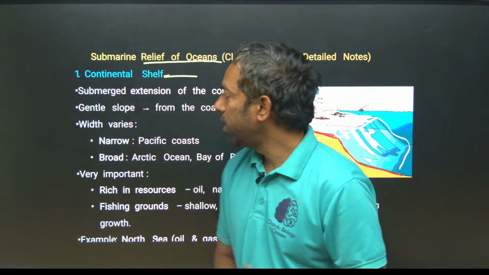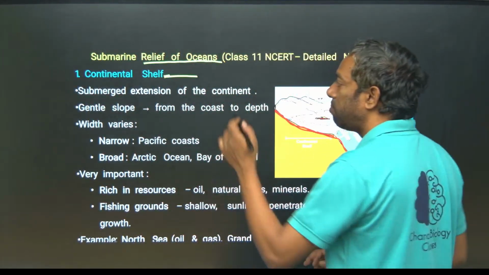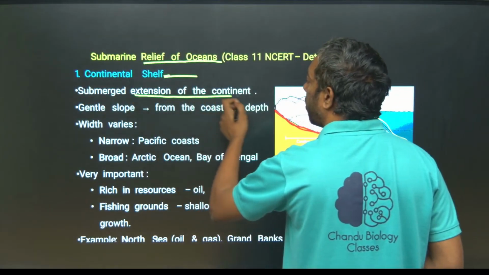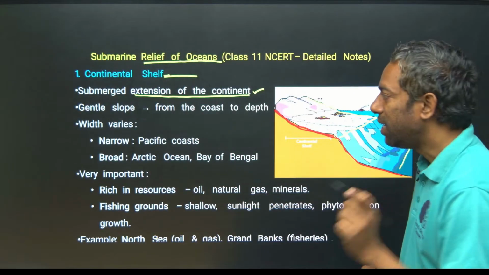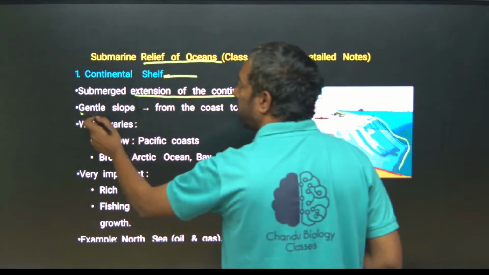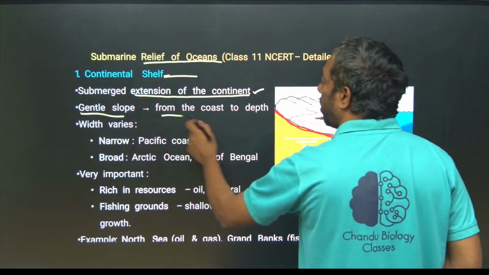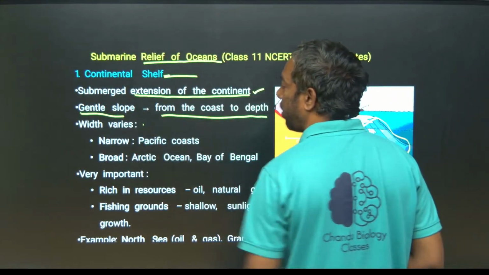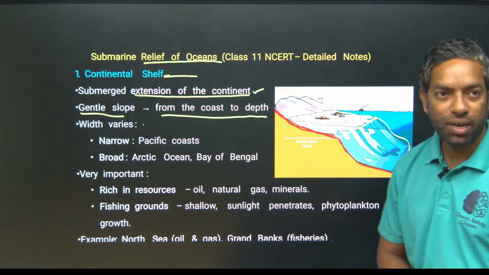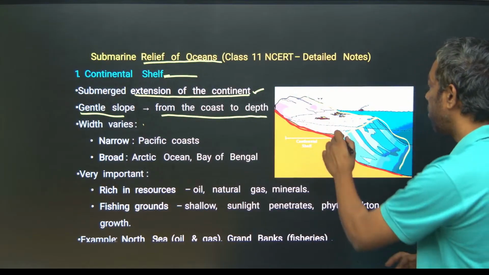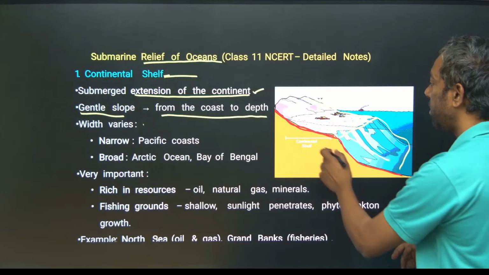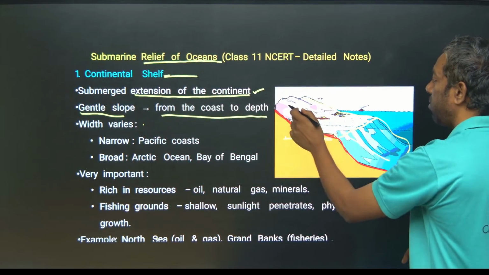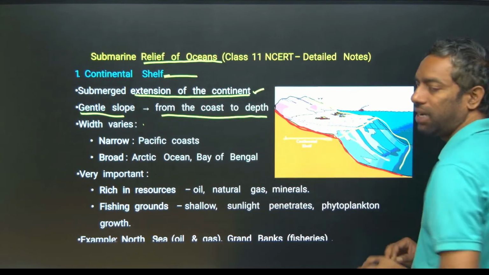The continental shelf is the submerged extension of the continent. It is the gentle slope from the coast to the depth. This is the continental shelf, from the coast to the depth, guys.